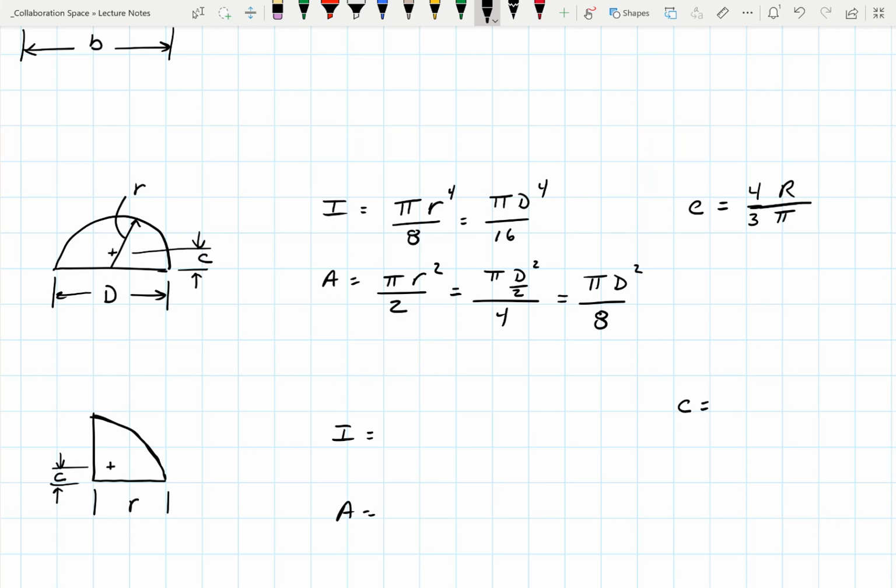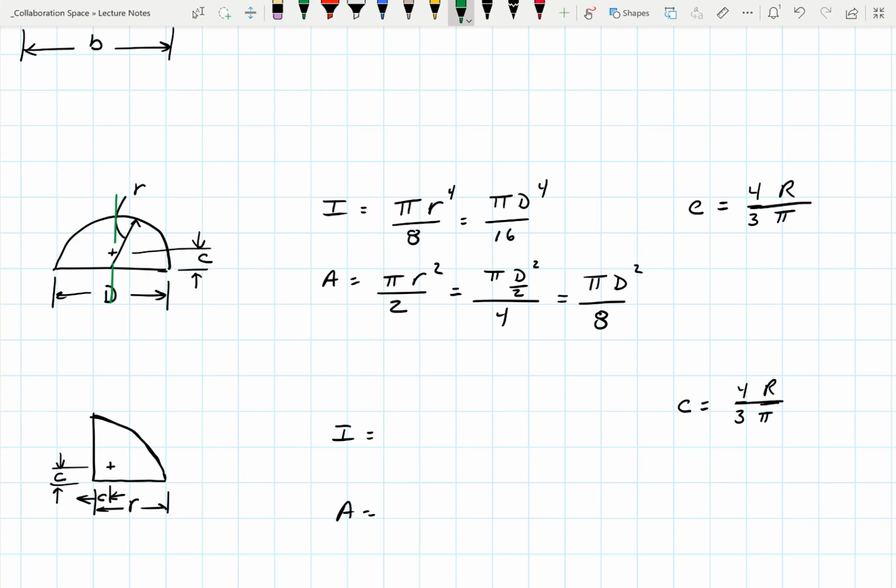Yeah, okay. They bounce on both ways. All right, I'm good. So C for this is 4/3 r over pi. And this is the reason: that shifts off center, where this one is on the center line. There. Okay?